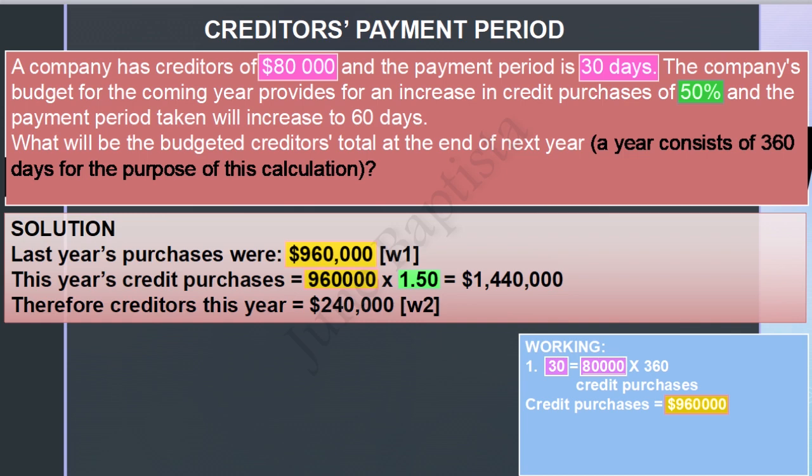To calculate creditors for this year, let us look at working 2 and substitute figures given. 60 is the creditors payment period now, is equal to creditors, which is not given, divided by 1,440,000 times 360 to give us this year's creditors of $240,000.